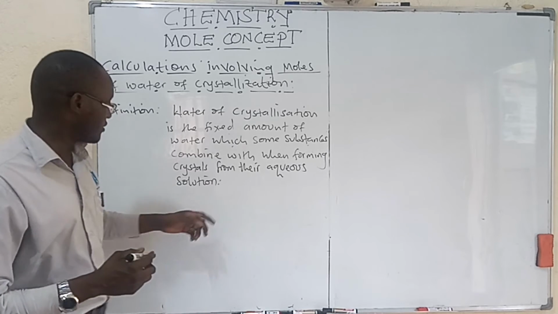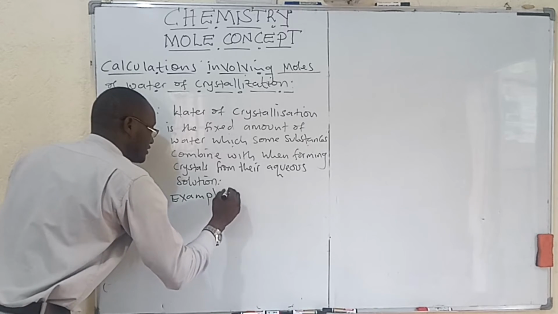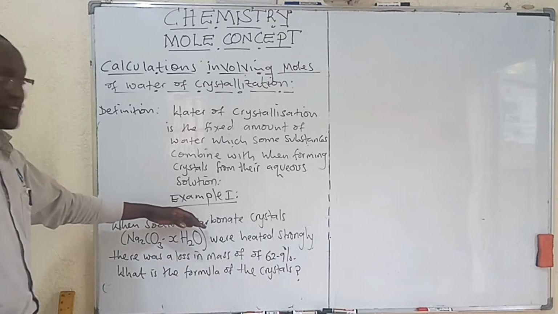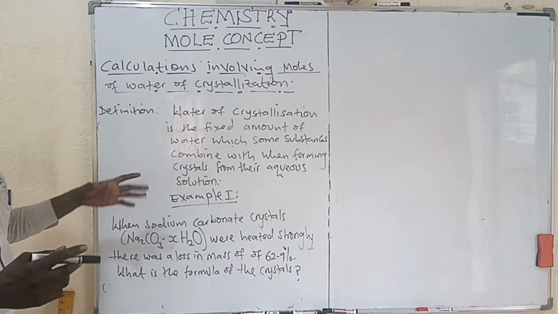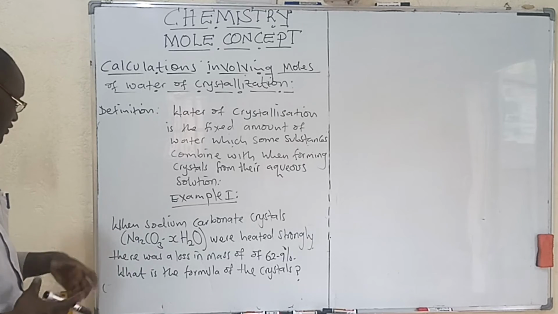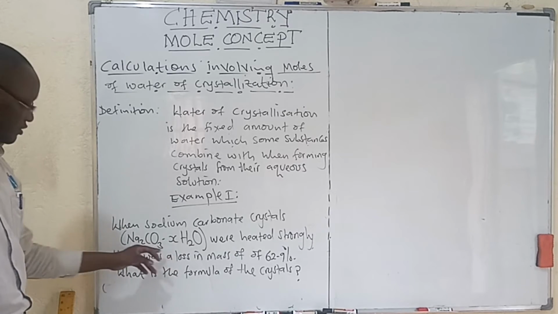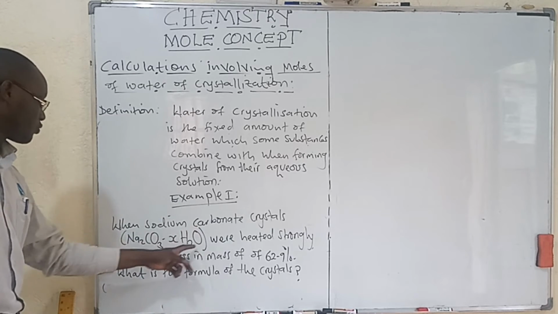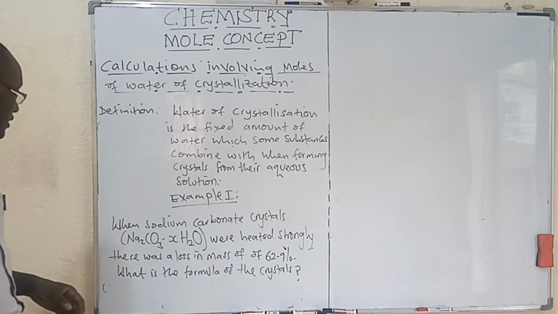Let us just go and get an example, the very first example. We shall not just talk about it, let us see it on the board. Example 1 is about calculations involving moles of water of crystallization. We want to see how we get the formula of the compound involving the crystals. The examiner has given you the formula of the sodium carbonate crystals, that is sodium carbonate point X water. This is regarded to be the water of crystallization, and X is the number of molecules of water of crystallization.